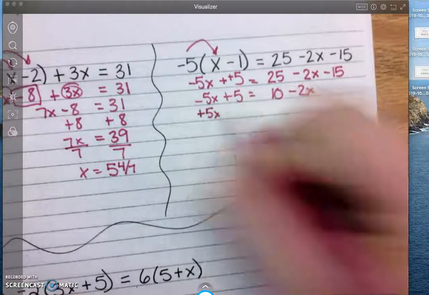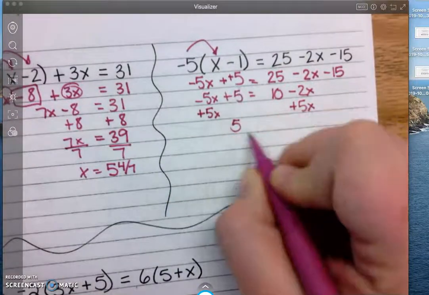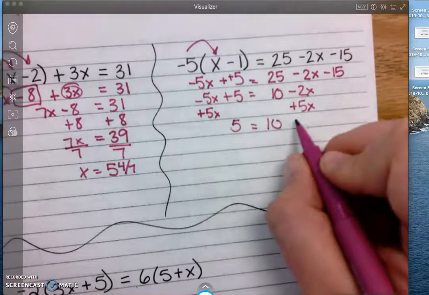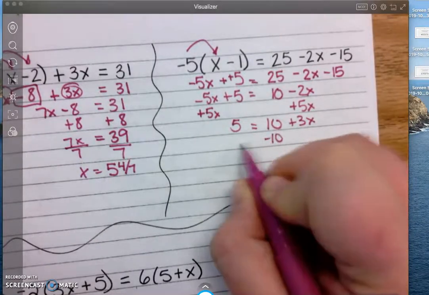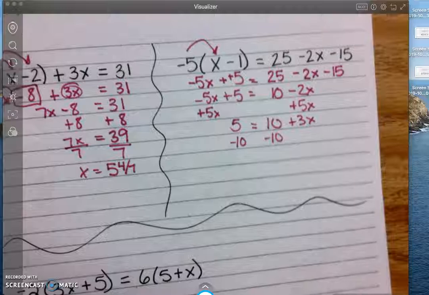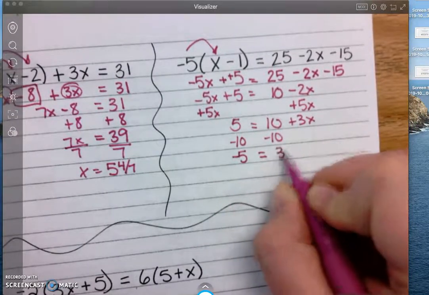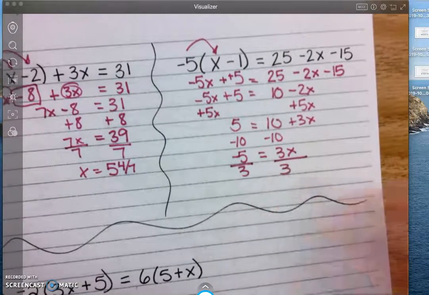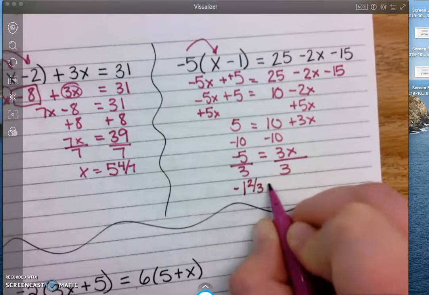Plus 5x on both sides. So 5 is left, I have not touched that one. 10, -2 plus 5 is a positive 3x. Subtract 10 on both sides. 5 minus 10 is -5 equals 3x. Divide by 3 on both sides. So we get -1 and 2/3.